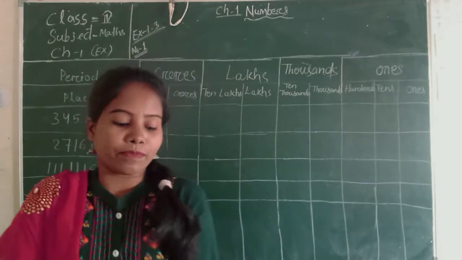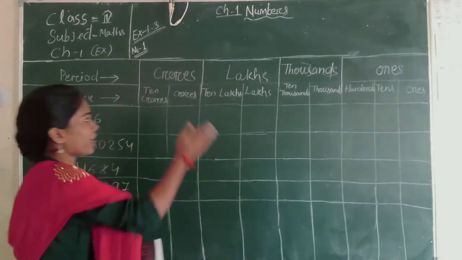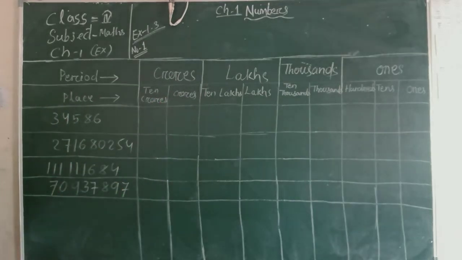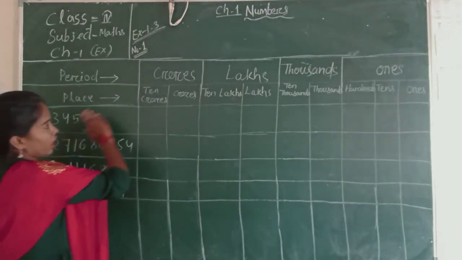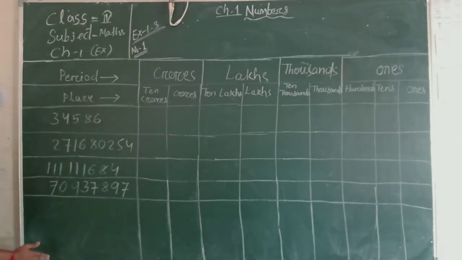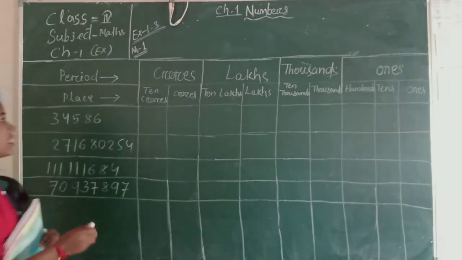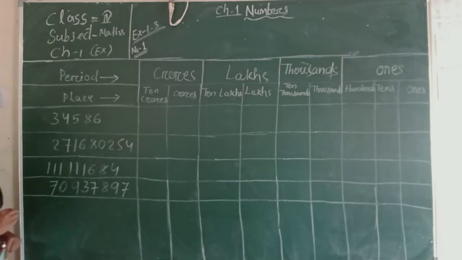Okay, so according to this question we have to draw a chart like this, and write the numbers this side. First write the number this side. Next, put the digits according to their place. Okay, let's do your first number.